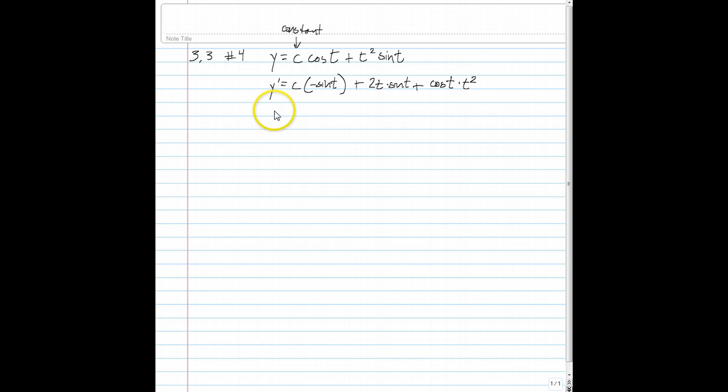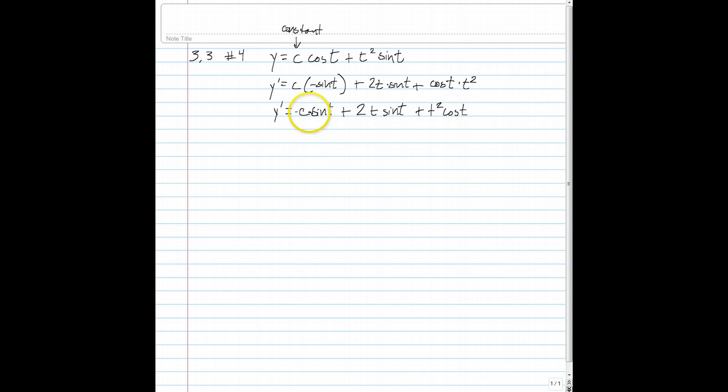And we clean this up, and we get y prime equals negative c sine t plus 2t sine t plus t squared cosine t.